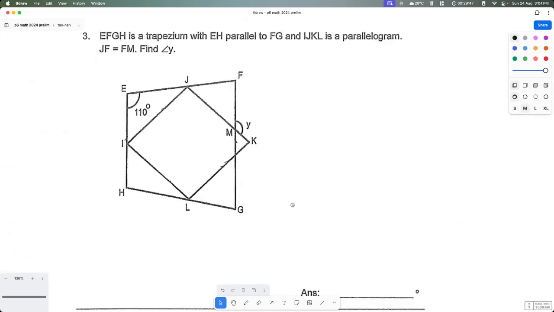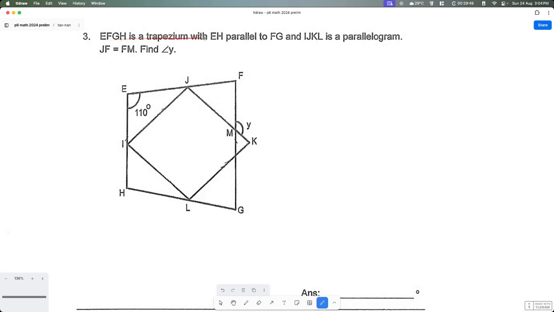Question number 3. EFGH is a trapezium where EH is parallel to FG. So I'm going to draw this over here. IJKL is a parallelogram. So 1, 2, 3, and then 4.